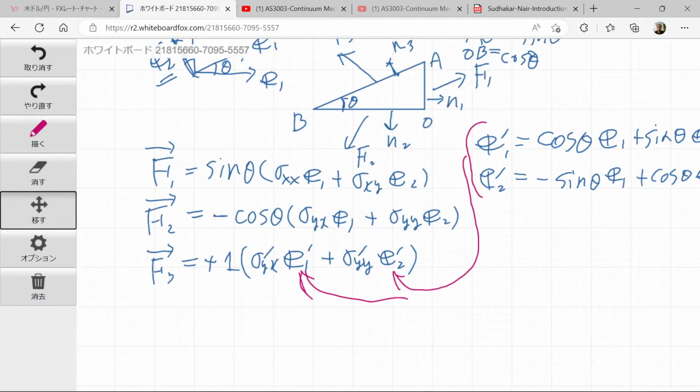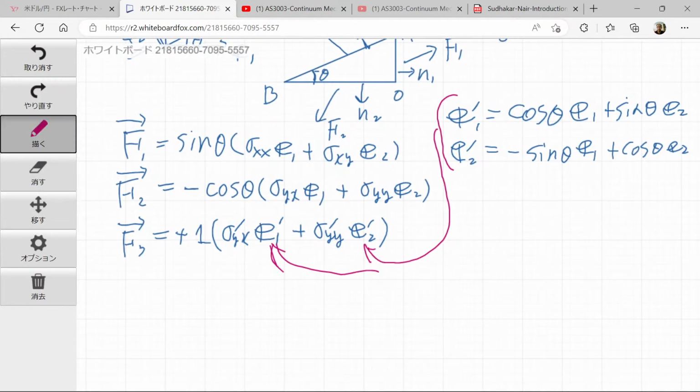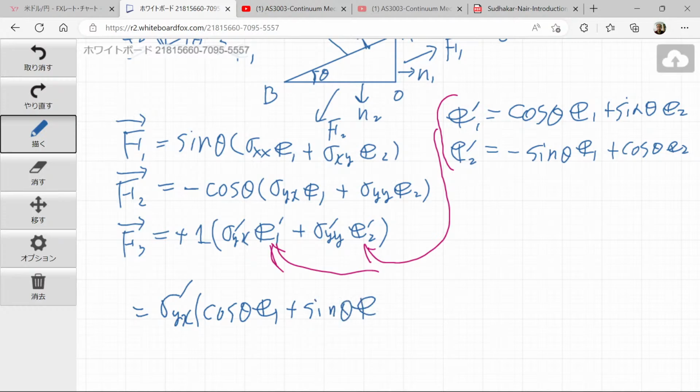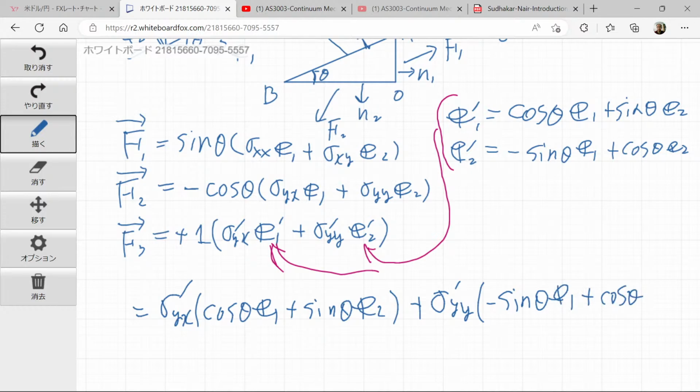So what do we have? It's complicated. Sigma yx prime times (cos theta e1 plus sin theta e2) plus sigma yy prime times (minus sin theta e1 plus cosine theta e2).